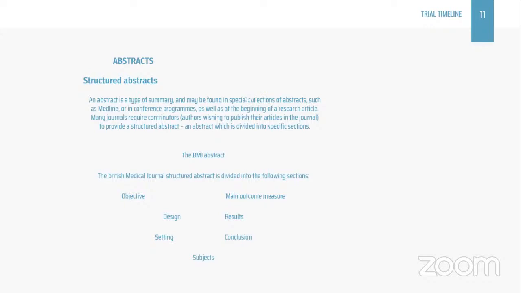Thank you so much. And I'm sorry, this word is contributors. Okay. The BMJ abstract is the British Medical Journal structured abstract, divided into the following sections. As you can see: objective, design, setting, subjects, main outcome measures, results, and conclusions. Do you have any questions here?